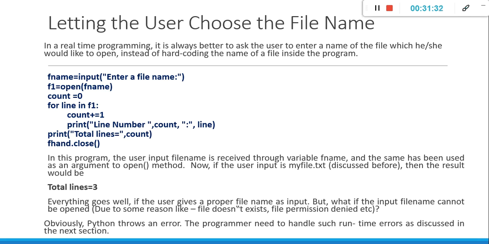It is only through the input function. Through the input function you can enter the given file, and I want to count the number of lines, as we have already done. So f1 is equal to open the file name. So what is the name of the file? That will be given by the user.